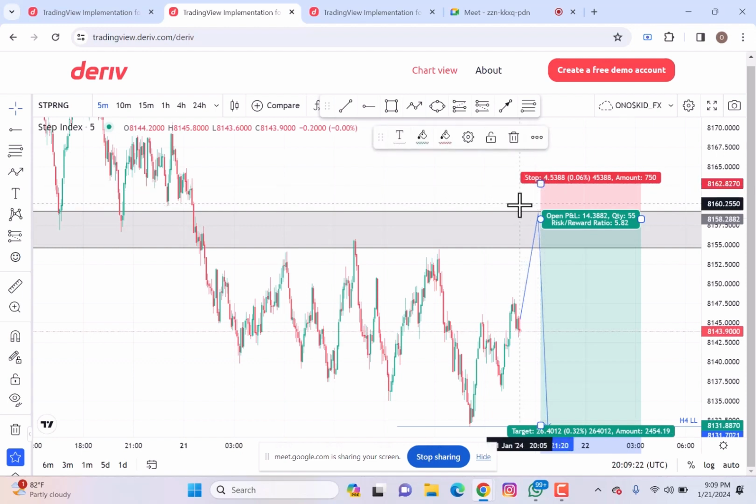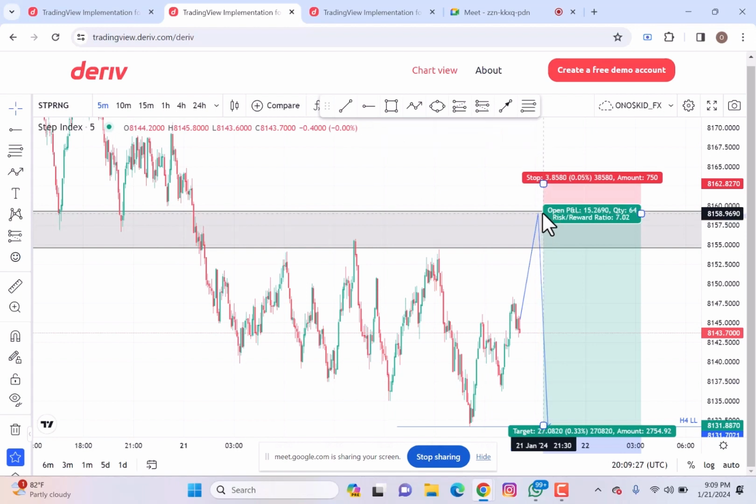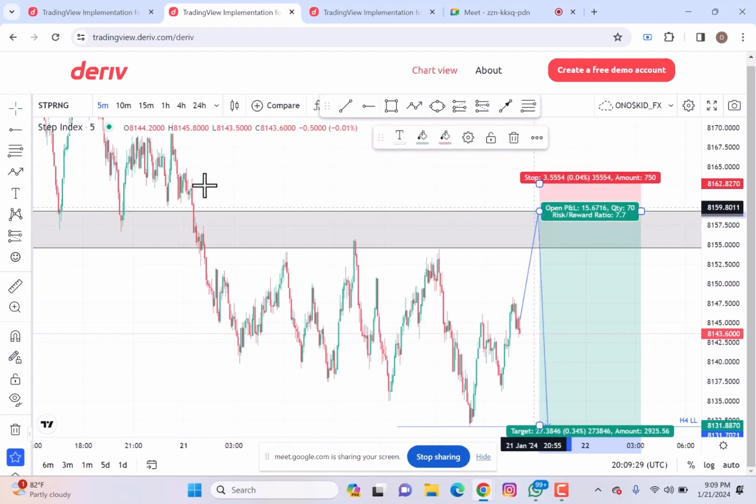Now, another thing I consider is to look at this particular level. If I'm entering from this particular point here, look at this candle.